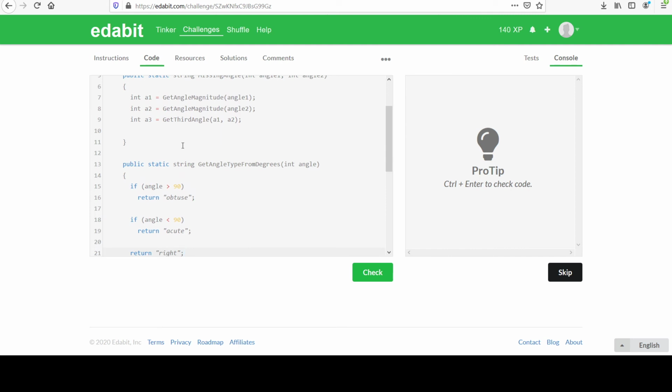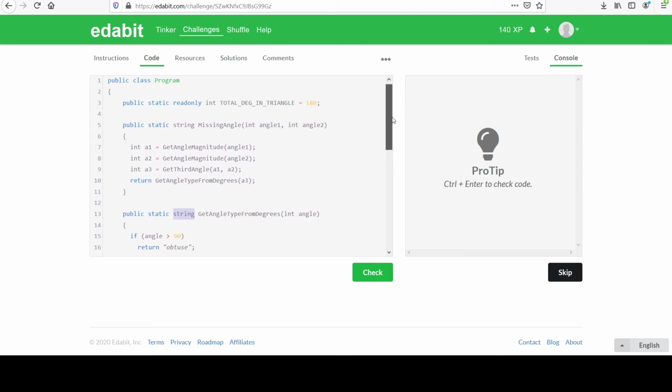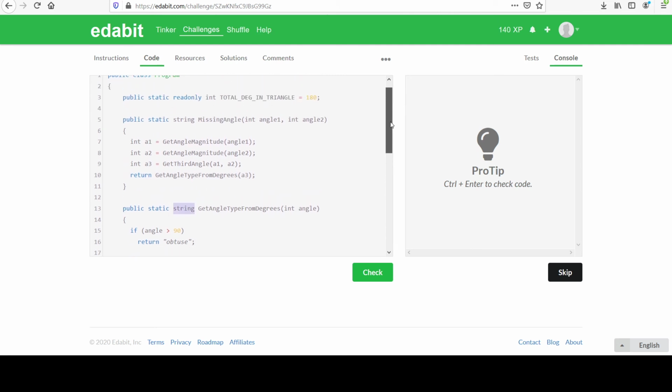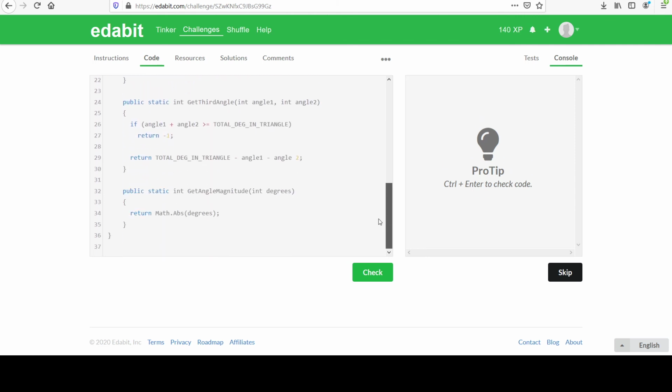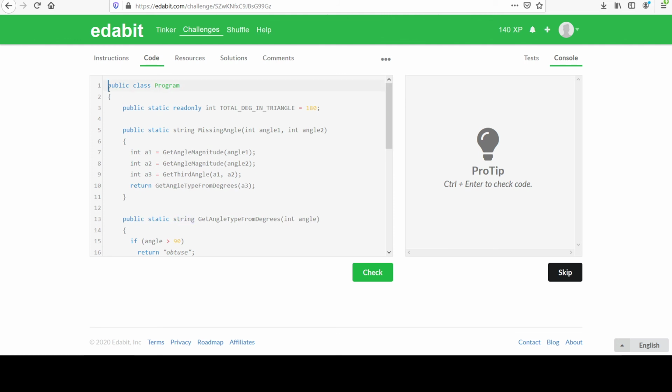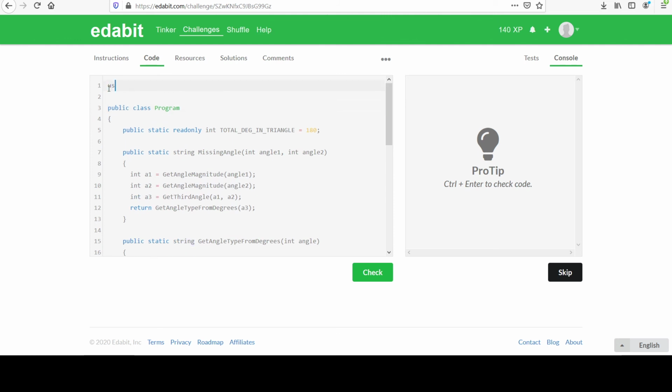That gets annoying. So then we could say return get angle type from degrees with this A3. I believe that's what they're looking for. And that should give us the string that we want for the overall method. And I think we're okay. Oh, you know what? For this math absolute value, I bet we have to bring something in. Let's try that. See what we get.